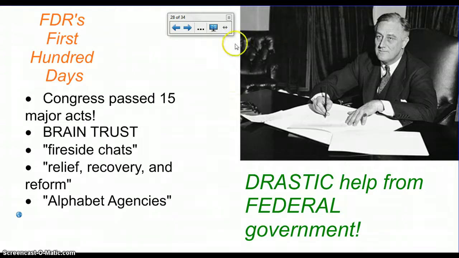So we're going to pause here, and then I'm going to give you a little bit more and just give you a little background on some of the alphabet agencies in our next slide. And you can check that out, and then in the next video I will also explain your assignment.